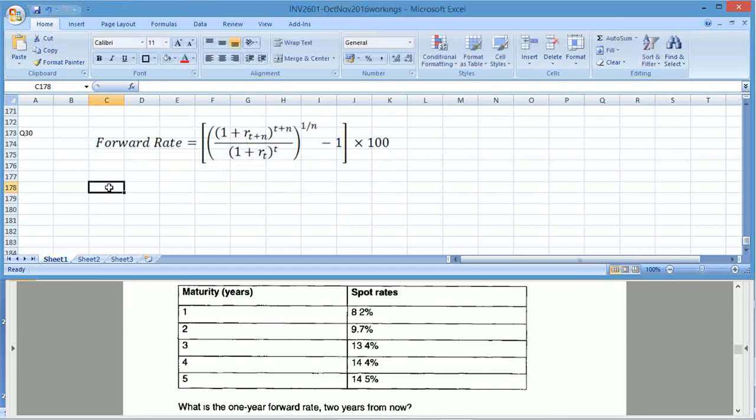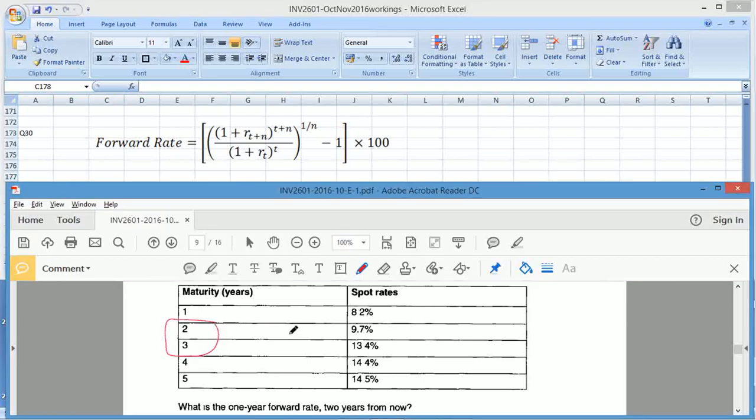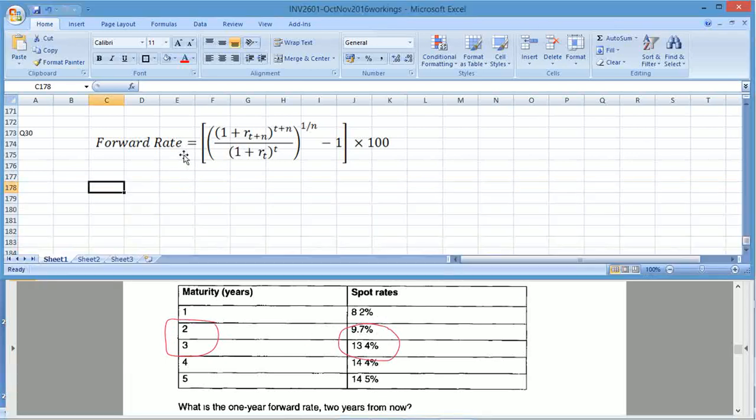Okay, so that's what I've got. Alright, so I want to know what the 1-year forward rate is 2 years from now. So 2 years from now would be time 2, and I'm looking for the 1-year forward from there. So that'll be time 3 and time 2. I'd be looking at the long rate and the short rate.